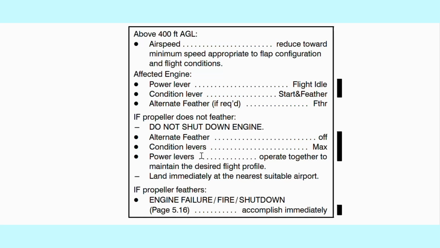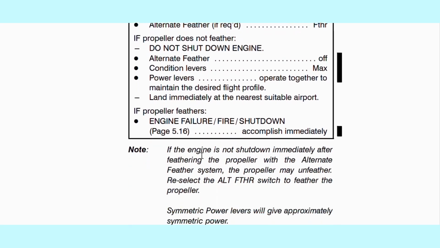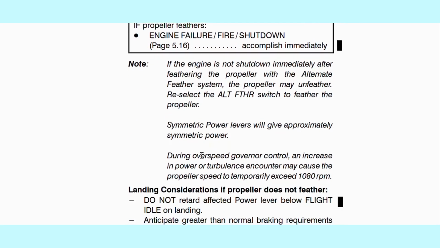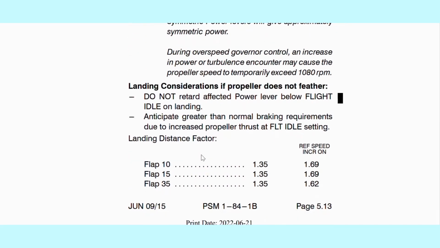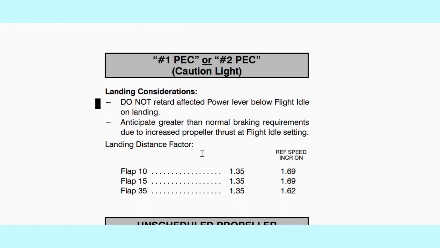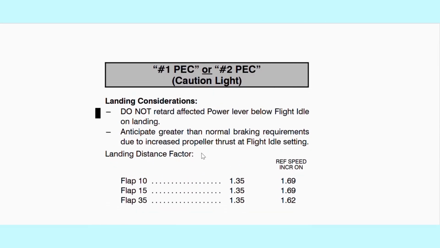Number 1 PEC or number 2 PEC caution light. Just to ask you a question, let's say you had one of these lights coming on the takeoff roll. Would you reject the takeoff? Maybe you can answer this question in the comments, and let's see if we can agree on your answers. Let's say you were on the takeoff roll, and all of a sudden after 80 knots, ting, number 1 PEC or number 2 PEC caution light comes on. Would you reject the takeoff? Even before 80 knots, would you reject the takeoff? Think about it and maybe suggest your answers.